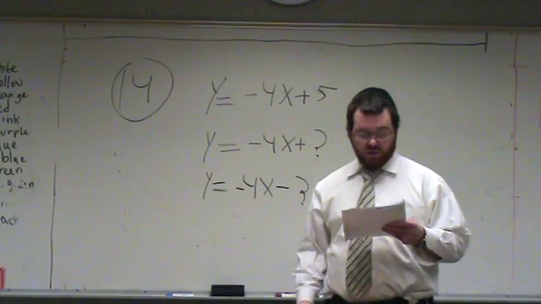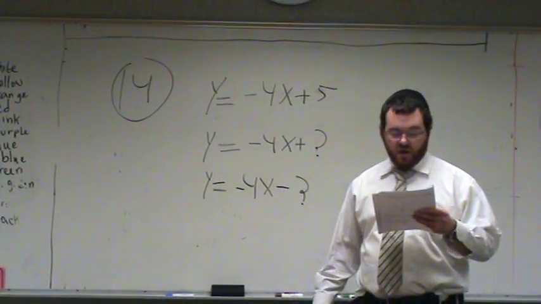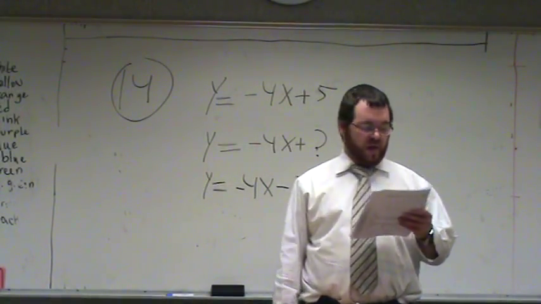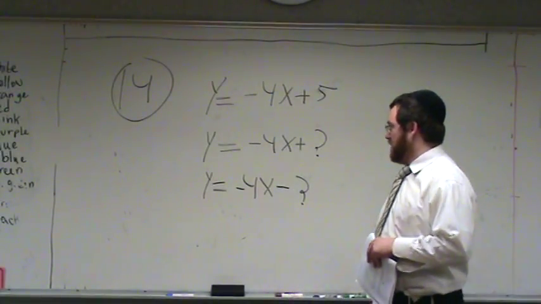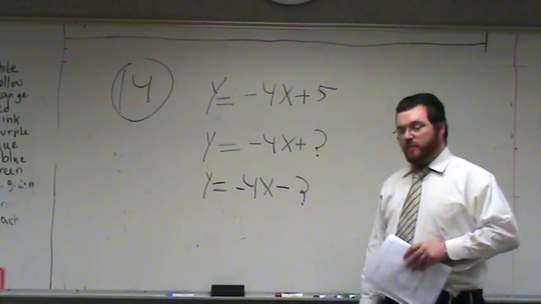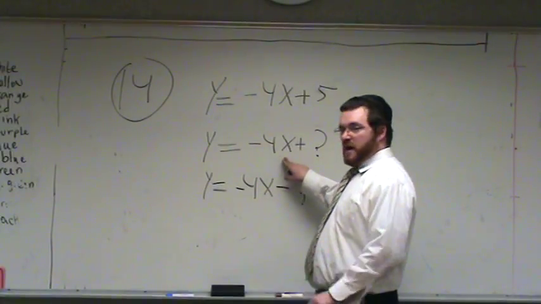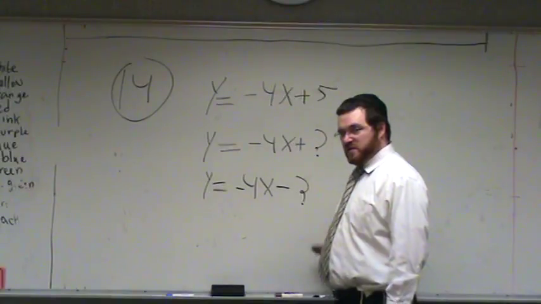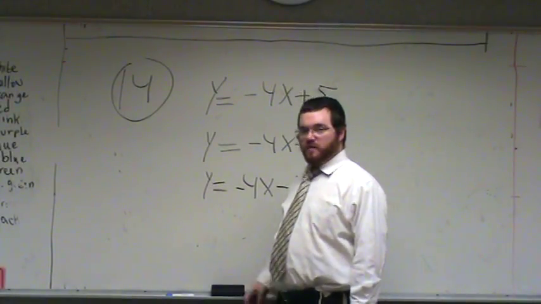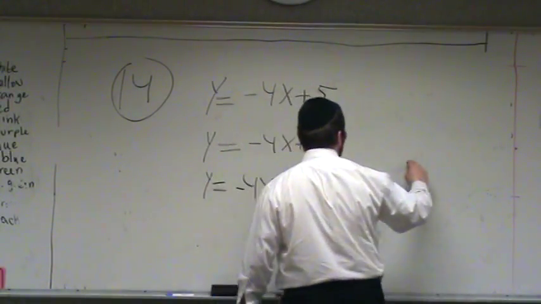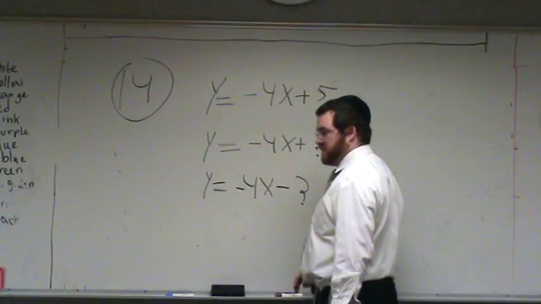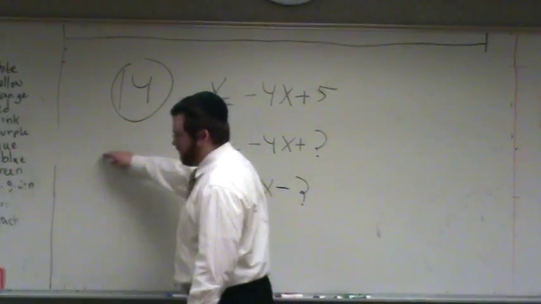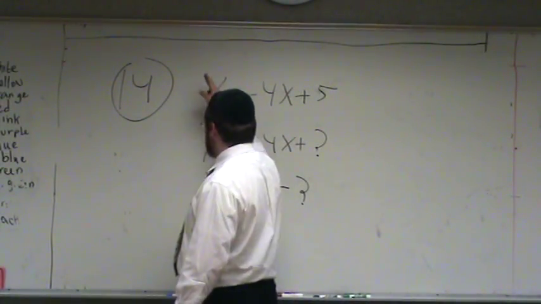Question 14. Which equation represents a line that is parallel to the line y equals negative 4x plus 5? Well, the slope over here is x multiplied by negative 4. It's a negative slope, and that means as x is going up, y is going down. That's a negative correlation between x and y. When x goes down, to the negatives, y goes up.